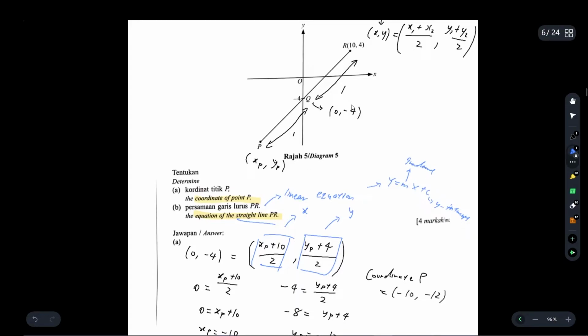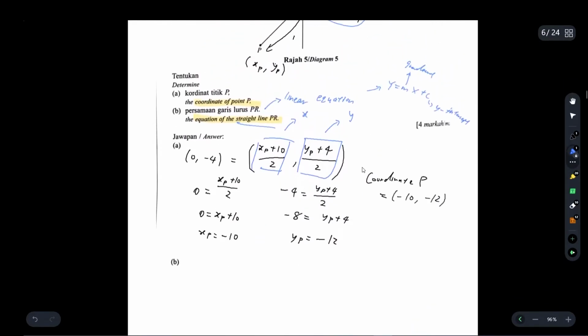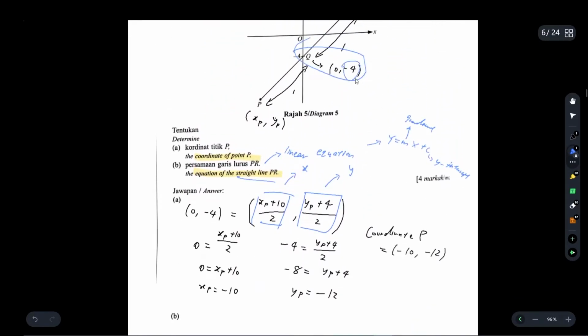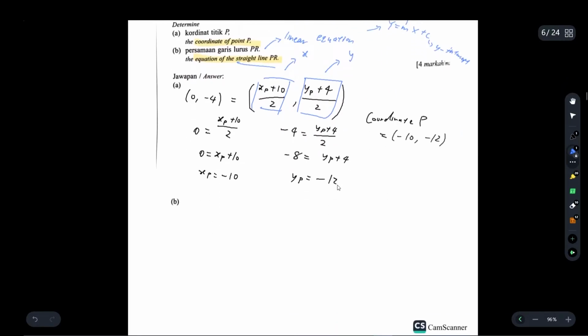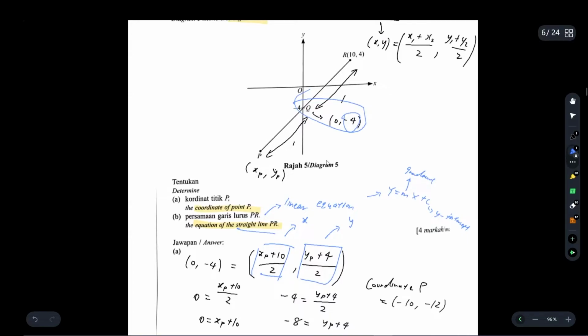So we need to find PR. In this diagram, we already have the y-intercept, which is the point Q, 0 and negative 4. So the y-intercept is this value right here, negative 4. So we already have the C. Now it's pretty simple. We just need to substitute one of the points, either P or Q or R. It doesn't matter.